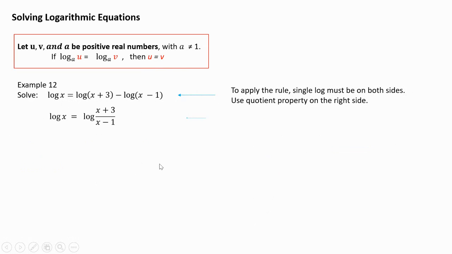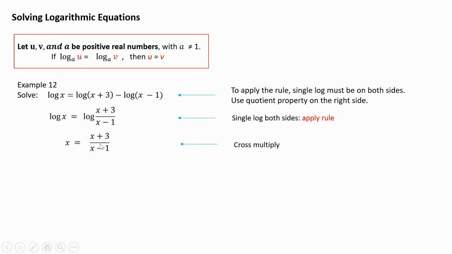So here we apply the quotient rule. The quotient rule is when you're subtracting, you put them in a single log. The first term in the log goes as the numerator, and the second term, the x minus 1, goes on the bottom as the denominator. Now we have a single log on both sides, so we can apply the rule. When you have the same logs with the same base, log base 10 and log base 10, we let x equal x plus 3 over x minus 1.